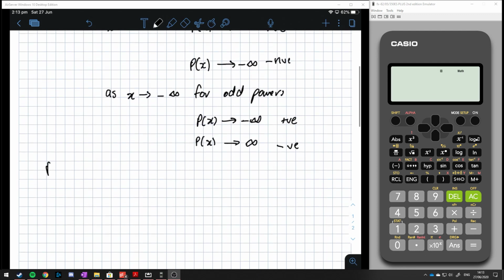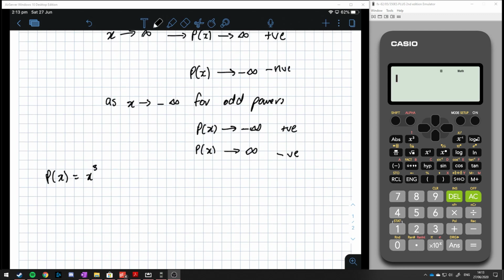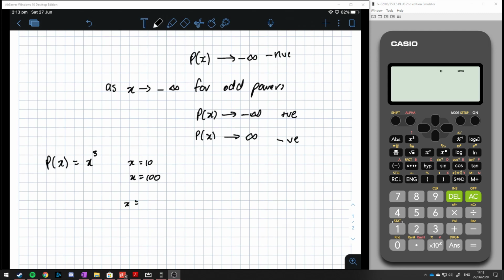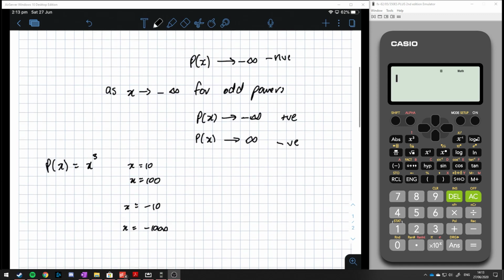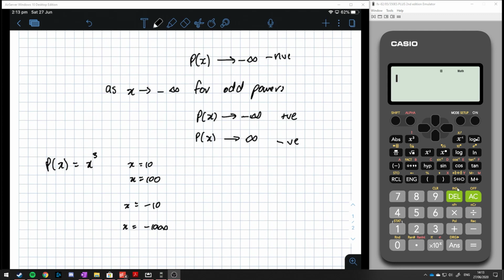So let's think of the polynomial p of x equals x cubed, which is a really good one. If we substitute some values into x cubed, so let's say x is equal to 10, then that's 1,000, x is equal to 100, it's getting really, really big. But if I substitute, say, x is equal to minus 10 or minus 100, or minus 1,000 even, it does the opposite. I can use the calculator for this one: if I go minus 1,000 and put it in cubed, it's going to give us a massive negative number, so it's going to be really, really low. That happens with odd powers.